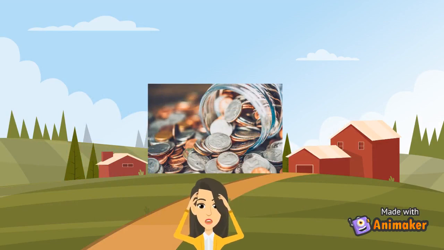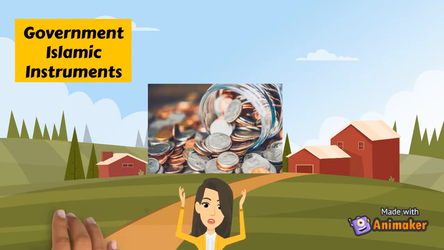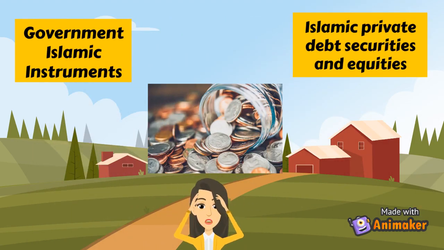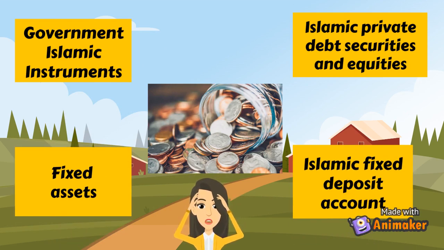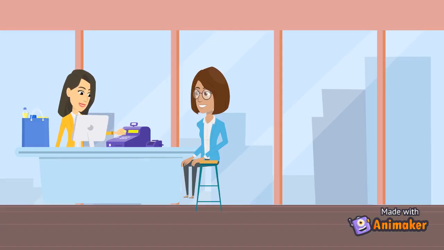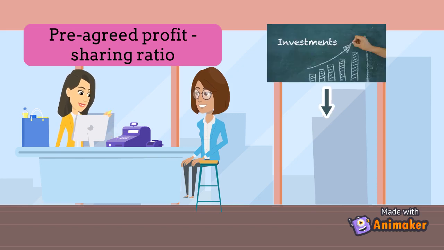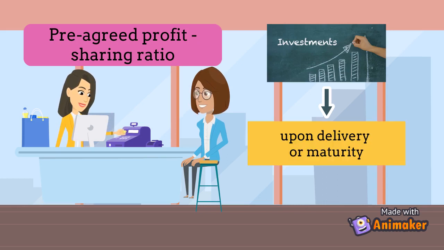The funds of both accounts are invested in Sharia-compliant assets, such as government Islamic instruments, Islamic private debt securities and equities, as well as fixed assets and Islamic fixed deposit accounts. Any profit generated from the investment is shared between Mrs. Liana and Prudential BSN based on a pre-agreed profit sharing ratio. The amount in Mrs. Liana's investment account is paid to her upon surrender or maturity of the takaful plan, or to the beneficiary upon her death.